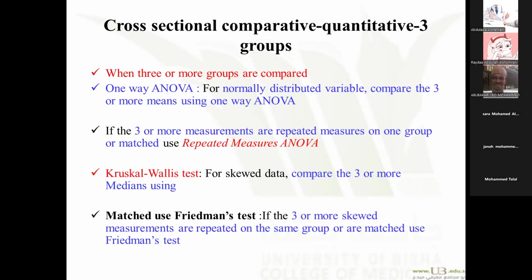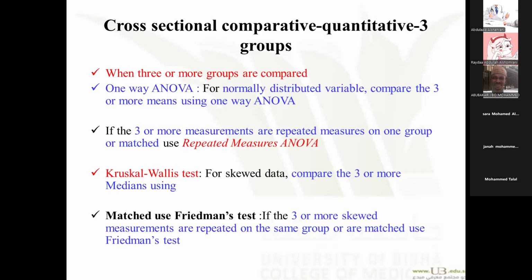Now, if the three or more measurements are repeated measures on one group or matched, in that case, you use repeated measures ANOVA. If you remember my graph I showed you earlier.